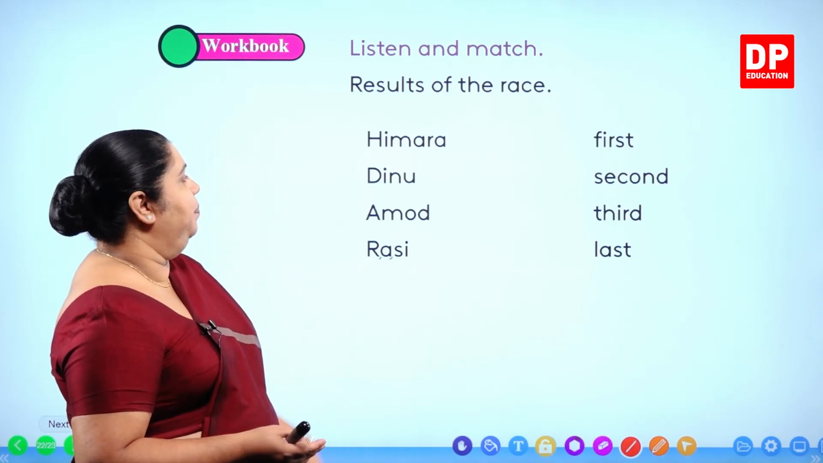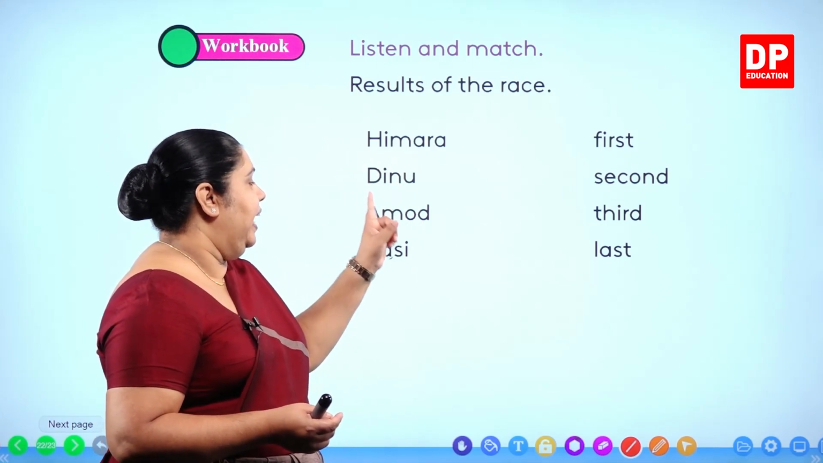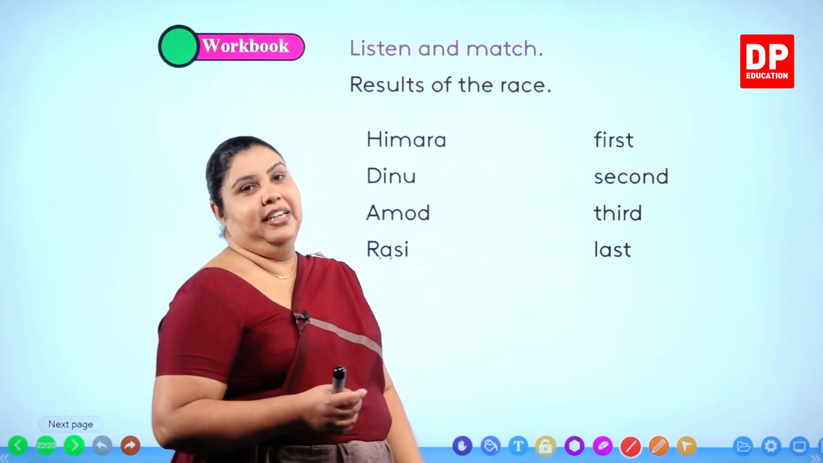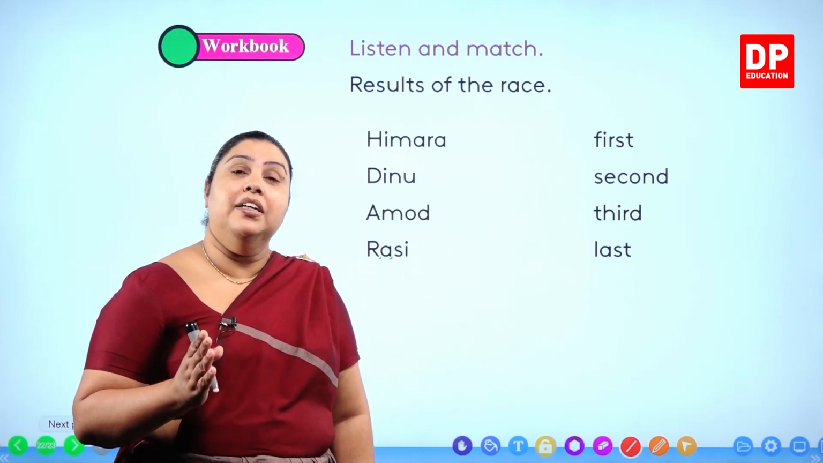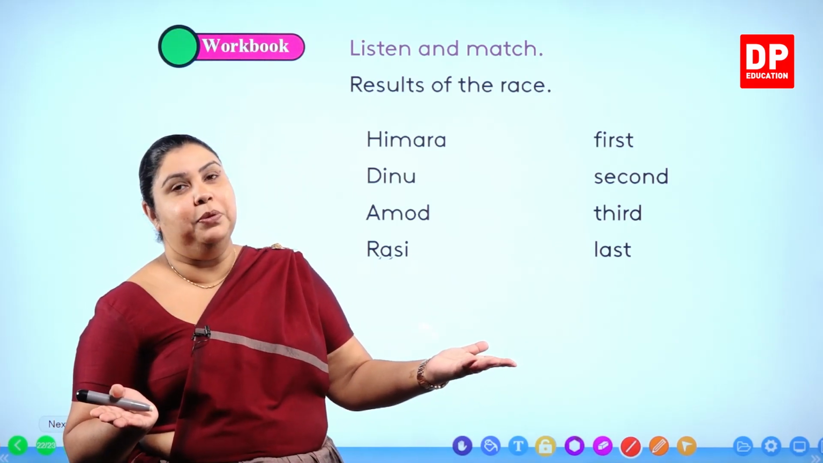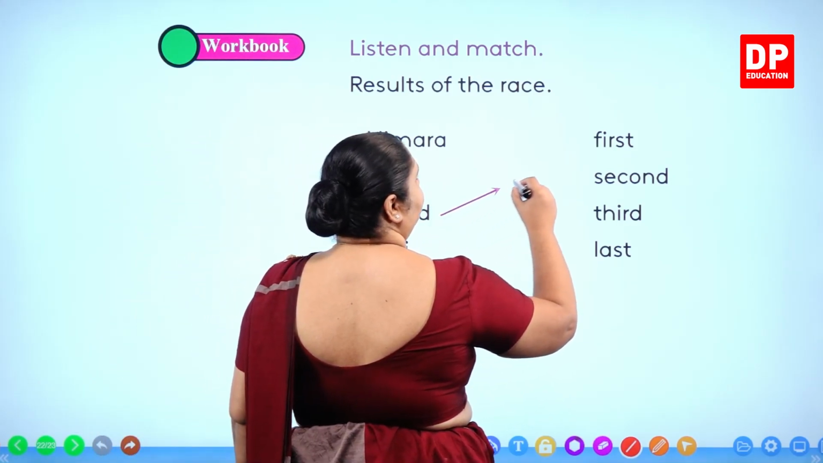We have Himara, then Dinu, we have Amod and Rasi. So the first place is here. Now can you remember who came as the first, the winner? It was Amod. Who came first, first place? Amod. So you have to match Amod to first.